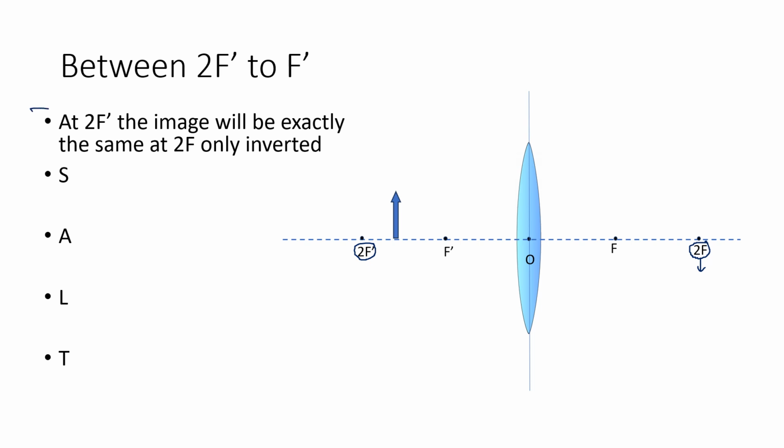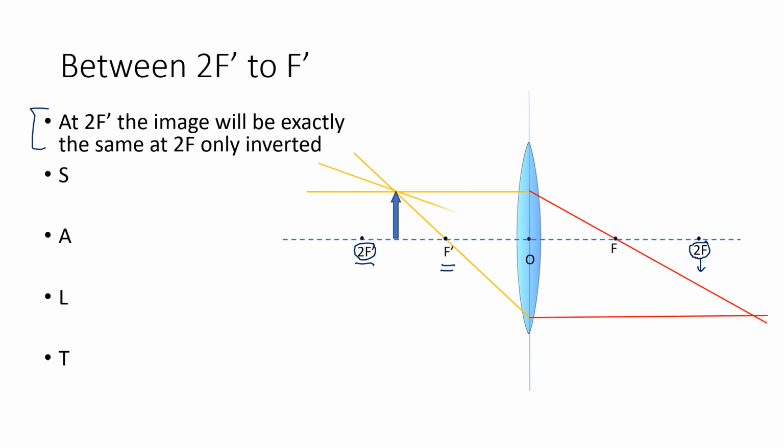So moving on beyond that, we're going to go between the 2F prime and the F prime area and see what happens with the image there. So a light ray parallel to the principal axis goes through the focal point, one through the F prime, out parallel, and then one through the optical center, and we get a pretty good idea of where it should be. So we're going to have our object way out there.